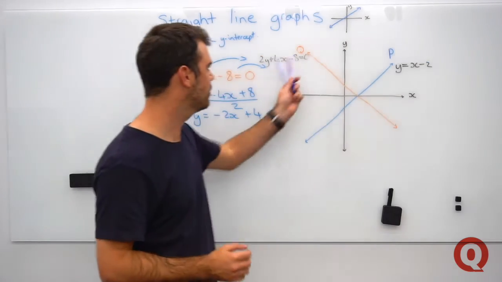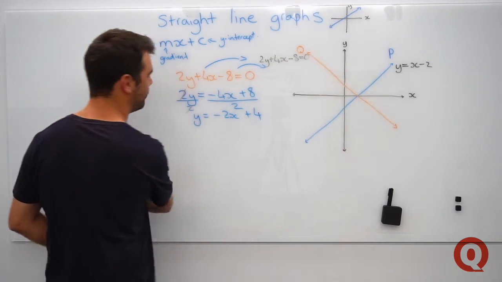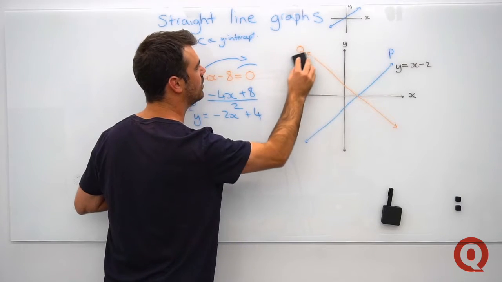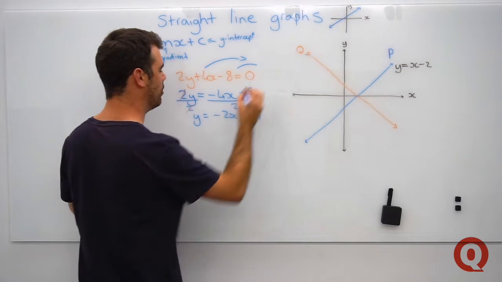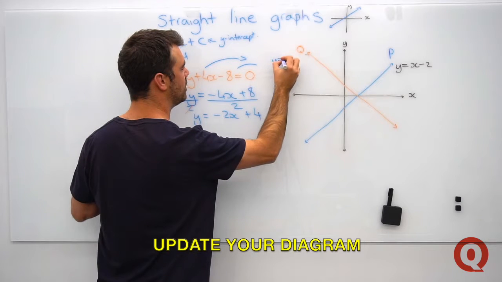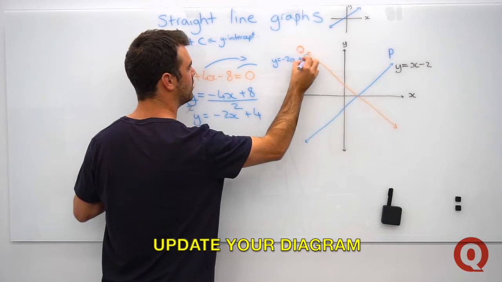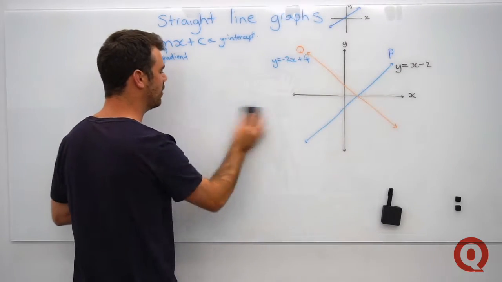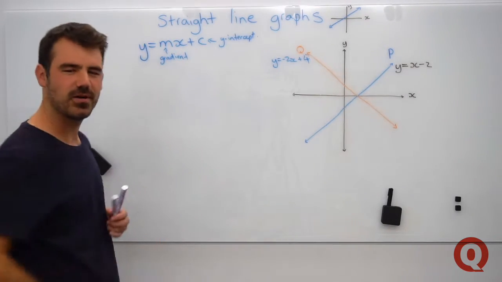Now I've got the new equation for this line over here. So what do I do? I erase this. I don't want to see this anymore. And I fill in my new one, which is y is equal to negative 2x plus 4. And now we're well on our way in order to solve the questions that they have posed to us.